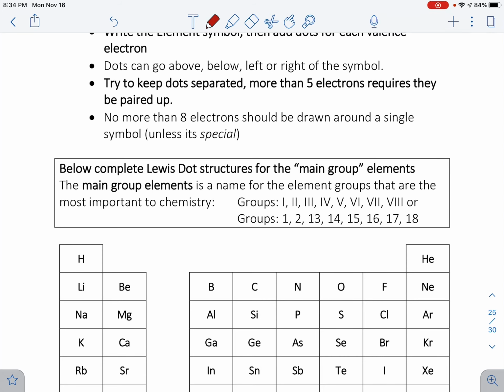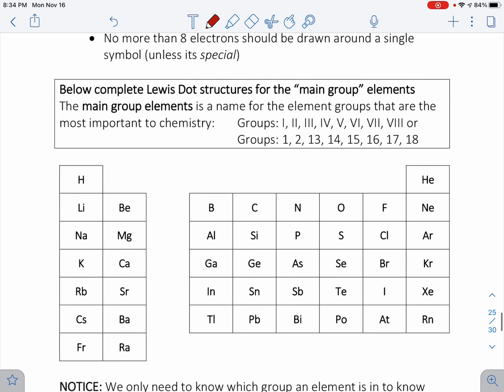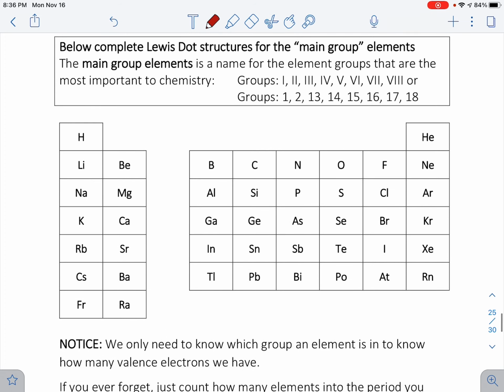We can have no more than 8 electrons because we're only going to be drawing these Lewis dot diagrams for the main group. These are the elements in groups 1 and 2, and also in groups 13, 14, 15, 16, 17, and 18. So that's the boron, carbon, nitrogen, oxygen, fluorine, and noble gas groups. These are the elements we're going to draw the dots for.